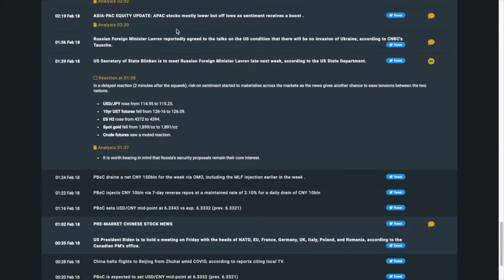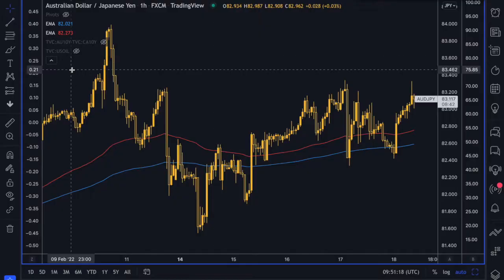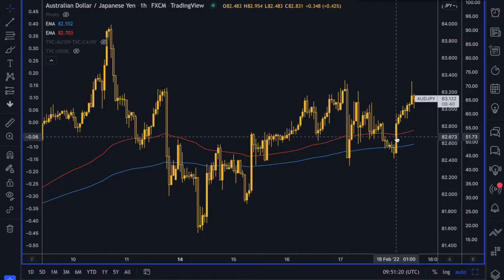And the sort of news that breaks is things like, US Secretary of State Blinken is to meet Russian Foreign Minister Lavrov late next week, according to the US State Department. A risk-on sentiment starts to materialize across the markets as the news gives another chance to ease tensions between the two nations. So there you see, at 1:29 a.m. on February the 18th, you can see the market reaction. There we have a sudden bid into a go-to geopolitical risk pair.